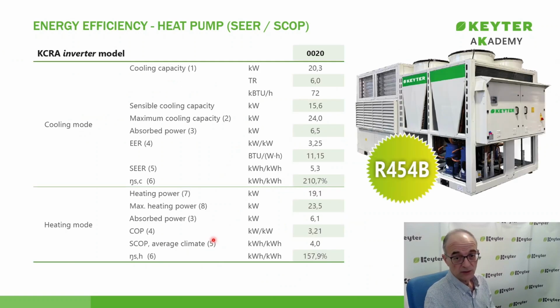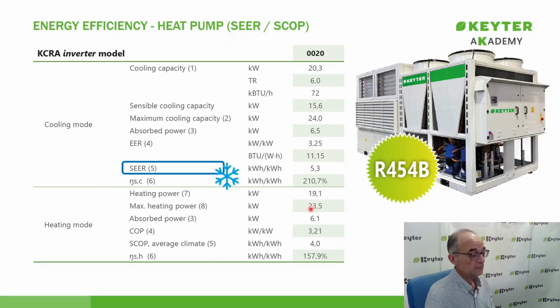All right, if we go back to the data sheet, we see that this is the SEER for cooling mode. In this case, it would be 5.3. And then we have the SCOP, which also uses the same standard, number 5, meaning it refers to the same thing, the 14.825, but working in heating mode. And we see that, in this case, it would be 4. As I mentioned before, the SEER of 5.3 is higher than the EER of 3.25, and the SCOP of 4 is higher than the COP of 3.21.